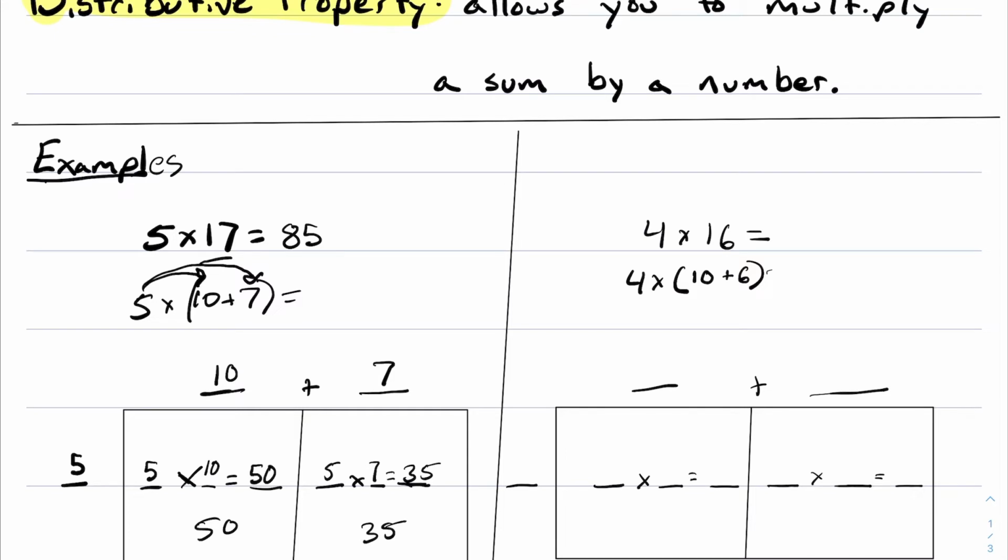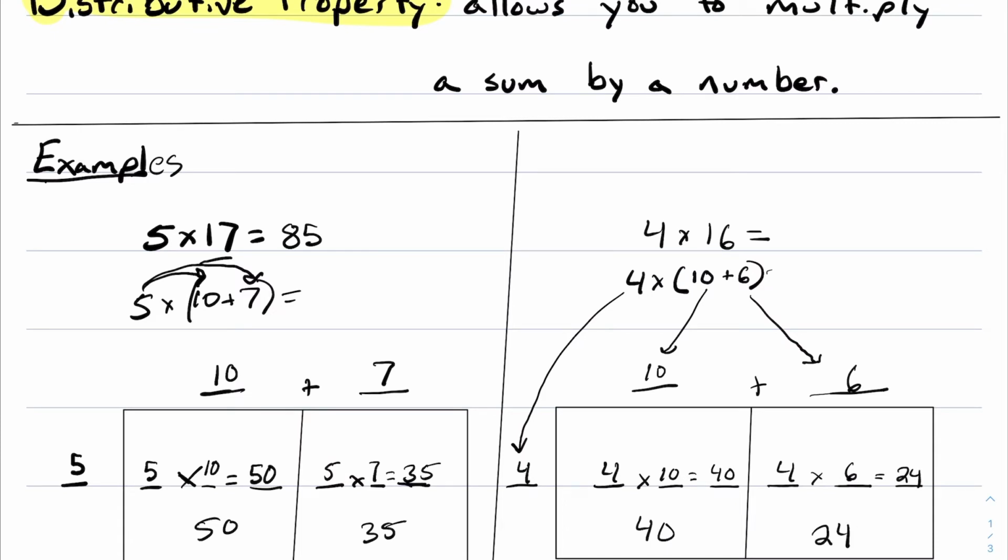Again, we distribute these numbers into our slots. Our 4 goes right here, our 10 goes right here, and our 6 goes right here. Then we fill in the spaces inside of our boxes. We get 4 times 10, and we get 4 times 6. We're distributing that and coming up with some partial products, right? We're going to get 2 products out of this. So 4 times 10 is going to give us 40, and 4 times 6 is going to get us 24.